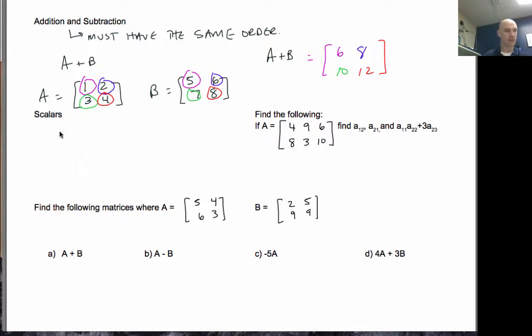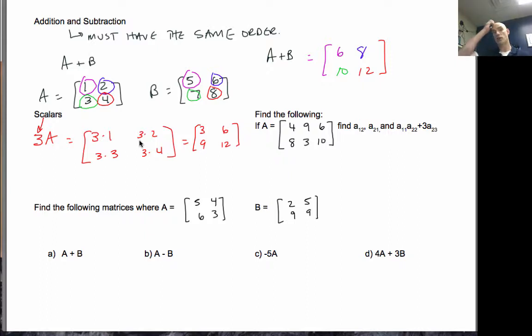Okay, scalars, so that would be like 3A. So the scalar would be 3. So 3 times A would be 3 times 1, and then 3 times 2, 3 times 3. It's times each individual element. So it's going to be equal to 3, 6, 9, 12. Okay, so you multiply the scalar by each individual element, and we use it in that way to multiply out.